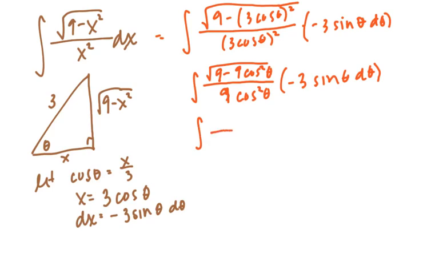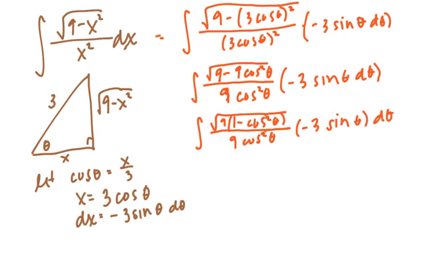So let's factor a 9 out here. So we have the square root of 9 times (1 minus cosine squared theta). And on the bottom we still have 9 cosine squared theta, negative 3 sine theta d theta. Now this can cancel a 1 and a 3 here. So in the top, the square root of 9 is 3. We can pull that out as a 3. And we have the square root of 1 minus cosine squared.